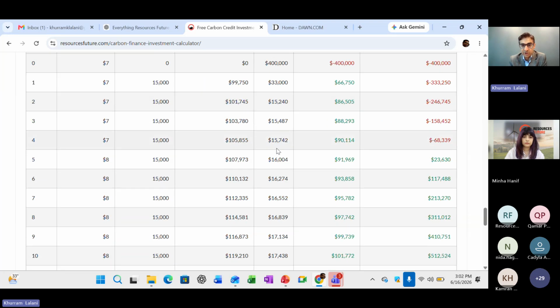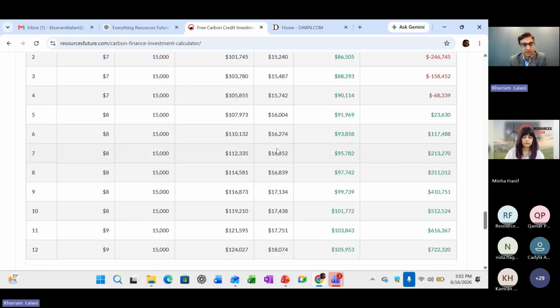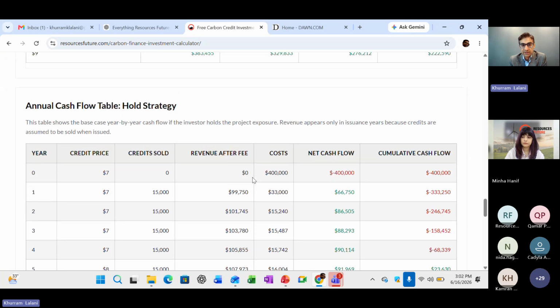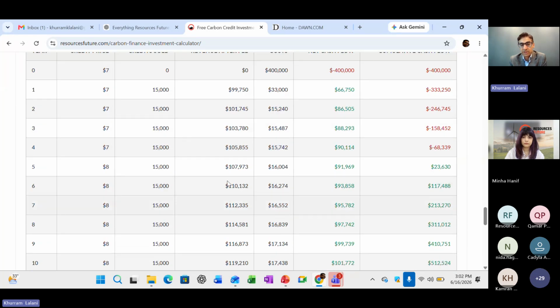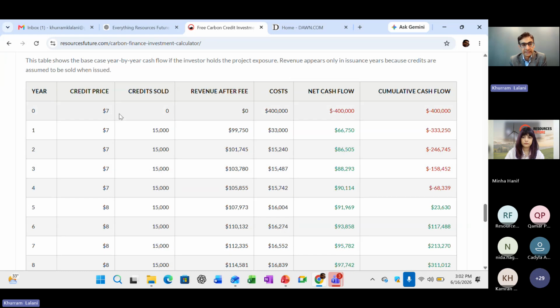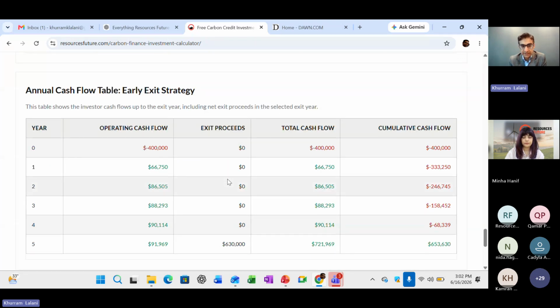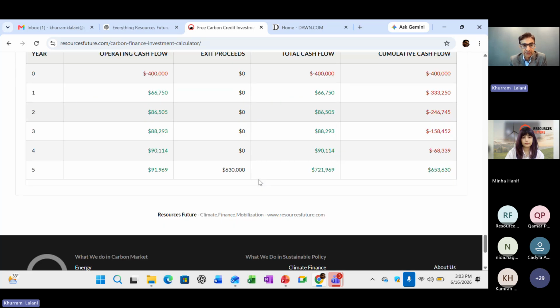It also provides you very detailed financial year-wise cash flows. So for all the 12 years, it provides you with 12-year cash flows, and it gives you all the numbers that you need regarding your credits sold, revenue after fees, cost, net cash flow, and the cumulative cash flow. If you want to do an early exit strategy, it also gives you cash flows on those.